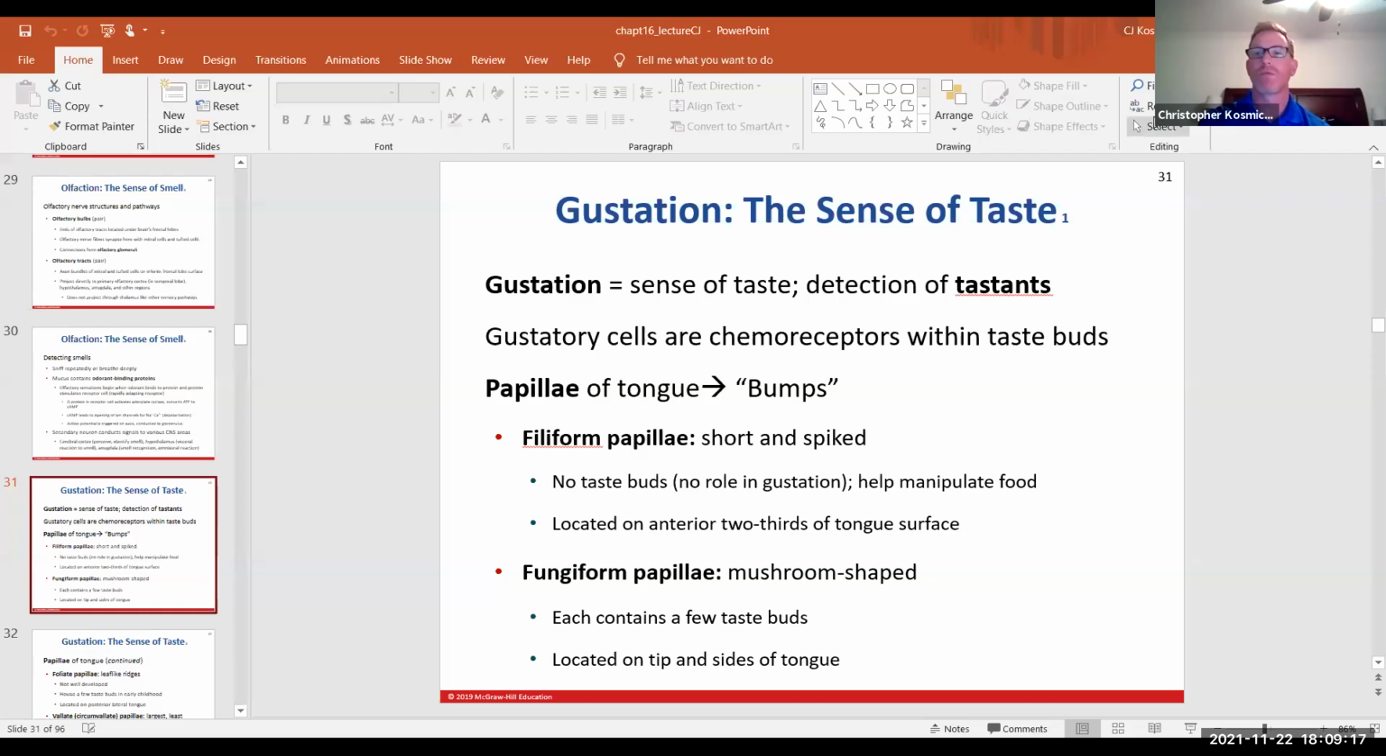And continue on with chapter 16 here, special senses. All right, so where we left off is going to be gustation, your sense of taste.